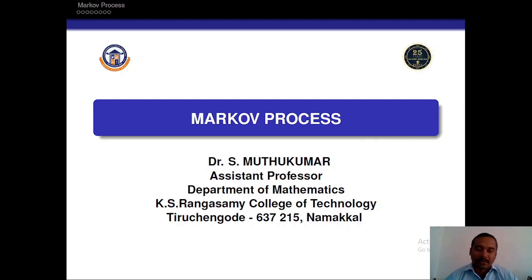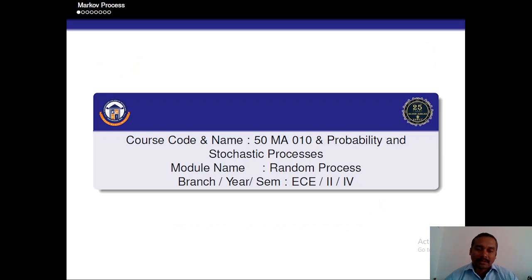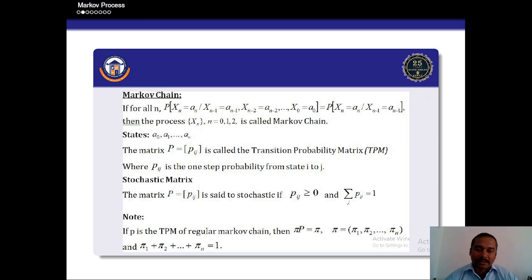In this video, I am going to explain about the Markov process. Markov process comes under the module random process for ECE students. Markov process is a special class of random process. If the future behavior of any process depends upon the present behavior, not on the past behavior, it is known as Markov process. So it is defined mathematically in the name of Markov chain.